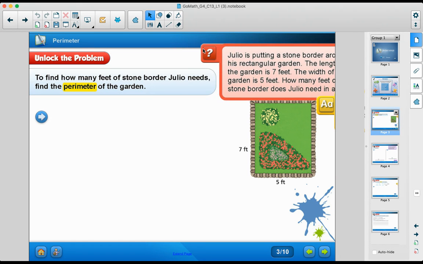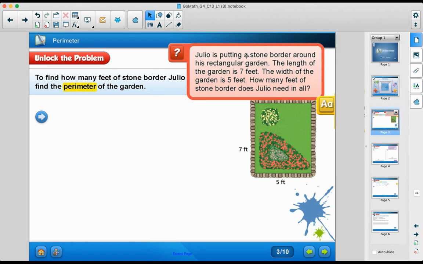Unlock the problem. Julio is putting a stone border around the rectangle garden. The length of the garden is 7 feet. The width is 5 feet. How many feet of stone border does Julio need in all?